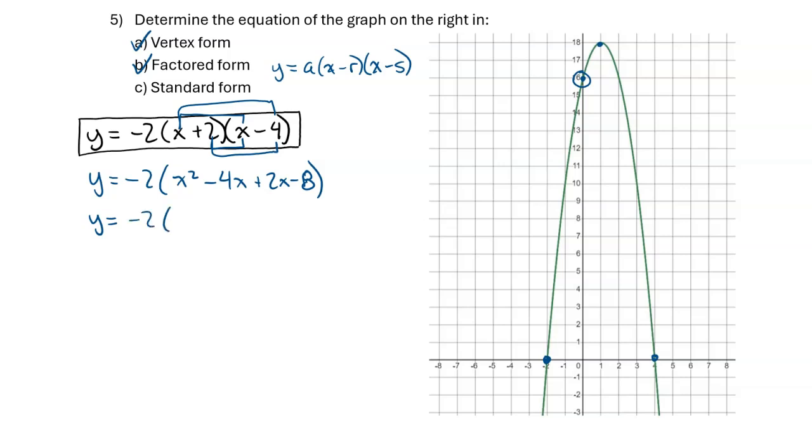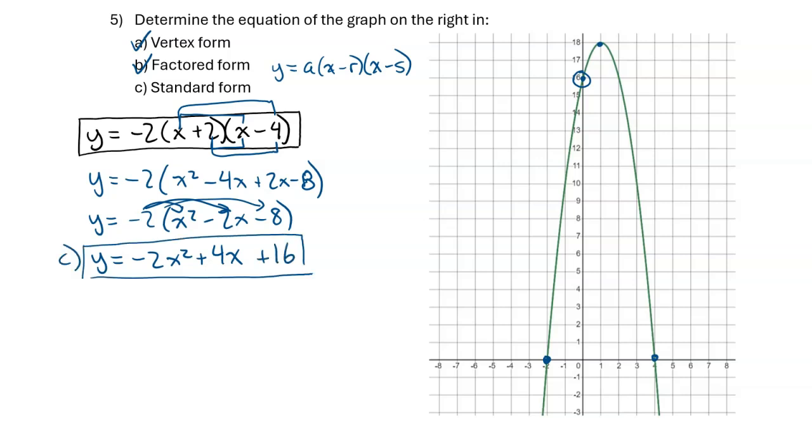And I'm going to get rid of the brackets by expanding and simplifying. I'm going to combine those middle terms, the negative 4x and the positive 2x. It gives me negative 2x. And then I'm going to use the distributive property to get the negative 2 times all the terms in the bracket. So I get negative 2x squared plus 4x plus 16. So we've been able to come up with this in all three forms. And note that the a value is negative 2 in all those forms. It's the same in all the forms.